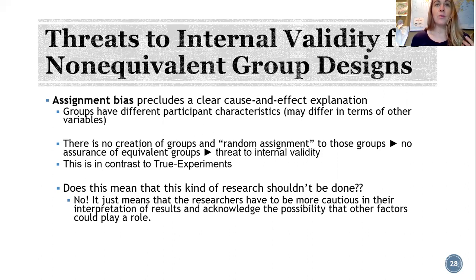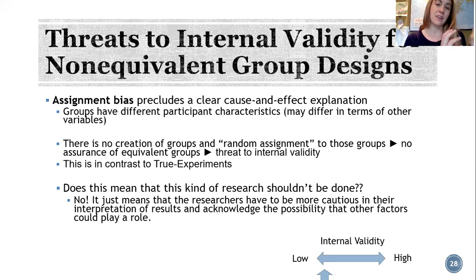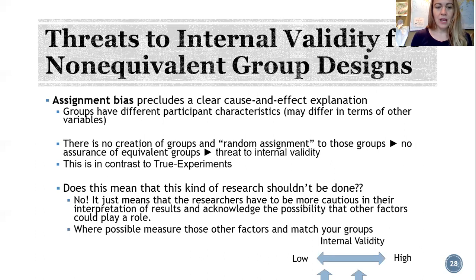No, it just means that we have to have a lot of caution and we have to be very conservative in the kind of conclusions that we draw from this kind of research. We have to acknowledge that other variables are likely at play and they could also be playing a role in our results. So in the scale between low to high internal validity, this kind of design falls pretty low in the internal validity. We could move it along the scale a little bit by thinking about those different variables that might also differentiate between groups and may contribute to somebody's happiness, for example.